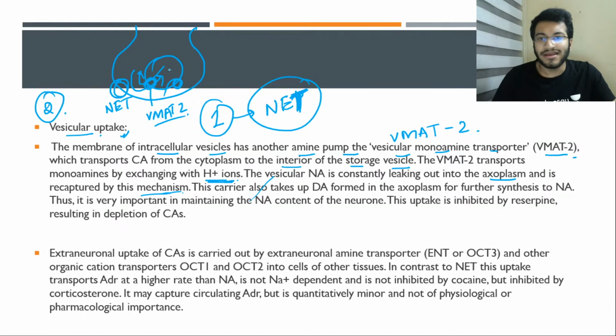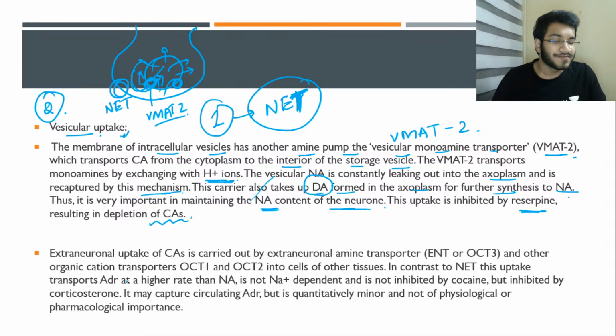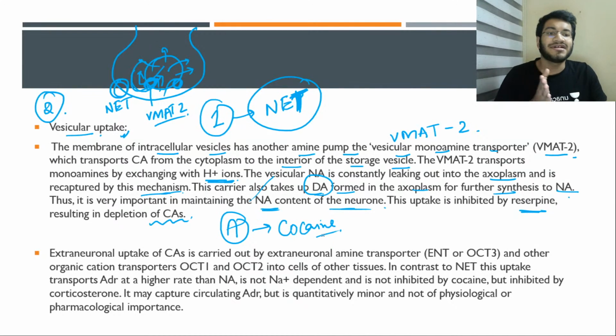So what is happening here, neurotransmitter sometimes leaks outside like this and gets recaptured from here, right? So that is the main mechanism. This carrier also takes up dopamine formed in the exoplasm for further synthesis of Na. Thus, it is very important for maintaining the Na content of the neuron, and this uptake is inhibited by reserpine, resulting in the depletion of catecholamines. Axonal is inhibited by cocaine. Vesicular is inhibited by reserpine.